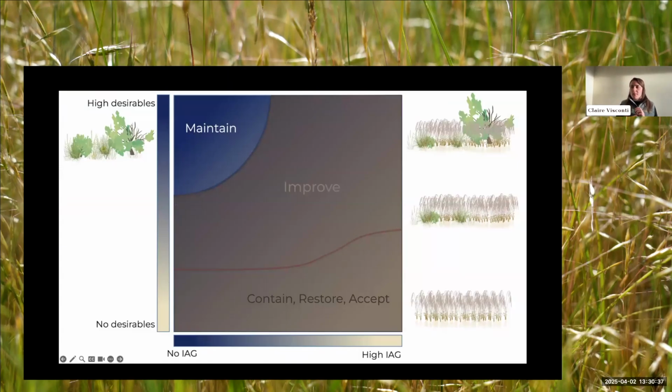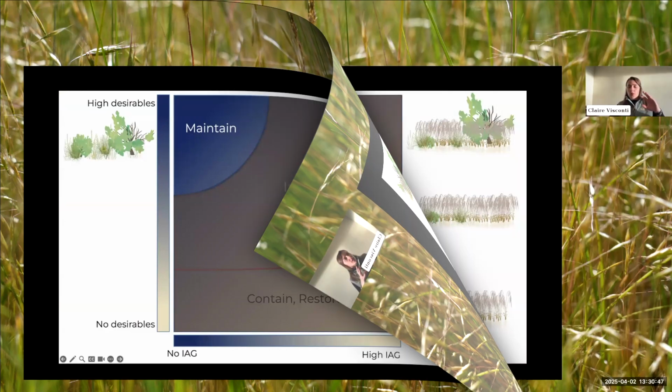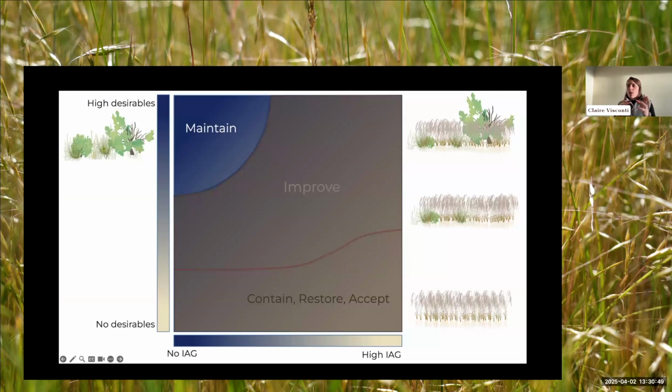And so I'm going to invite our panelists. We have Brian, who's going to be talking with us again. We will also have Paul and Jane joining us for this portion of the discussion. First, we're going to focus on the maintain area, which includes your high desirables, low invasive grasses. What should we be thinking about when we're going about management?